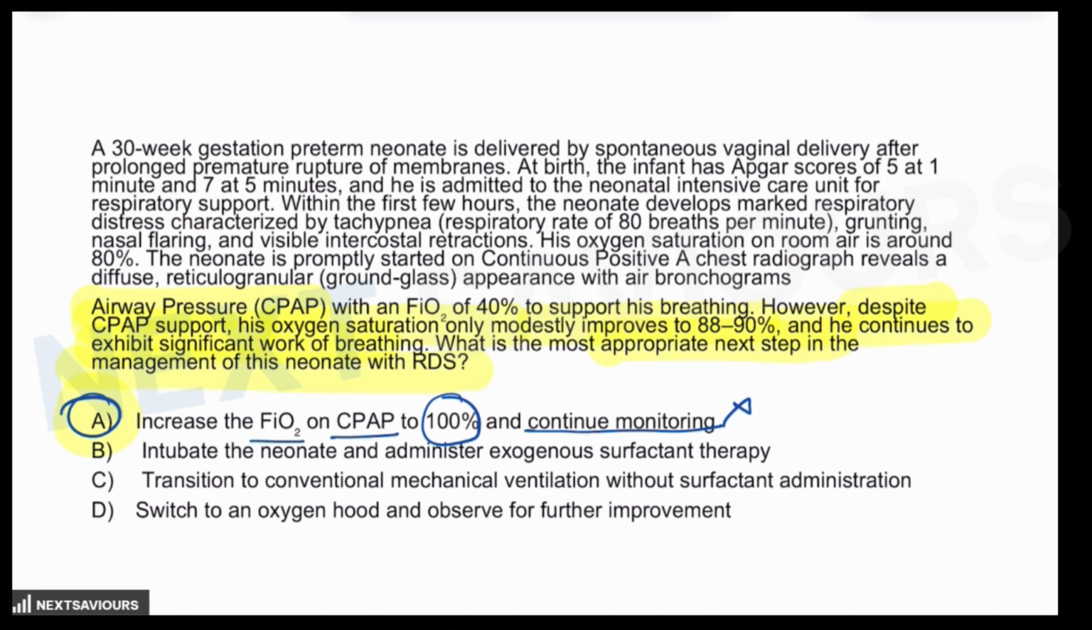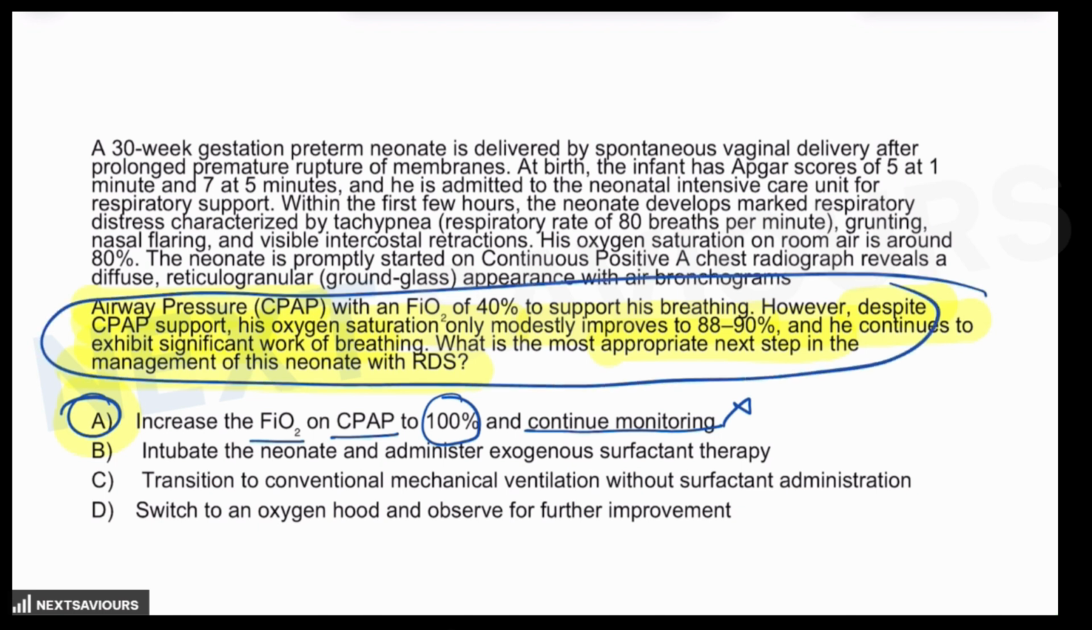So, since the neonate over here is still in the respiratory distress, escalating the support like intubation along with the surfactant is necessary, and that is why option B seems to be the correct answer. Why? Because this neonate remains hypoxic and has a significant work of breathing despite CPAP with FiO2 of 40%, indicating a non-invasive support alone is insufficient. So the next best step is intubation and exogenous surfactant therapy.